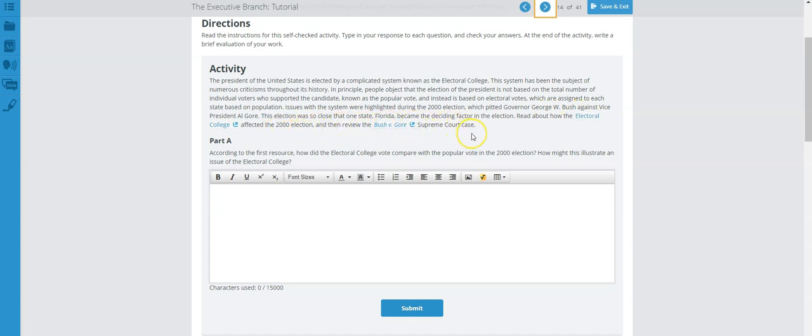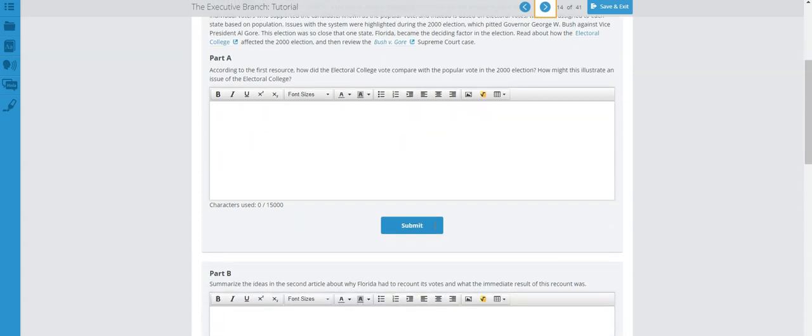By the way, in order for you to answer the questions that you will encounter here, you need to click on the Electoral College link here because it will give you a lot of information. When you do that, make sure you're taking notes as you're reading. Don't just read for the sake of reading, as you will miss a lot of the points that are being made there. And also you need to read the Supreme Court case, Bush v. Gore. Let's move on to part A.